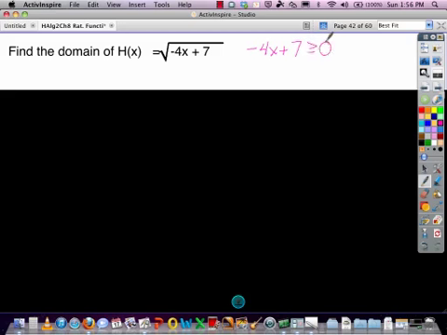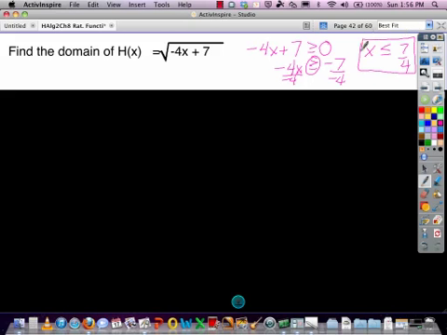Because without that, we're going to get a negative number, we're going to get an imaginary solution, and that would not graph in the set of real numbers. So when we solve this, we get negative 4x is greater than or equal to negative 7. We divide by a negative 4 on both sides. And remember, when we divide by a negative, we're going to have to switch that inequality. So x is less than or equal to a positive 7/4.